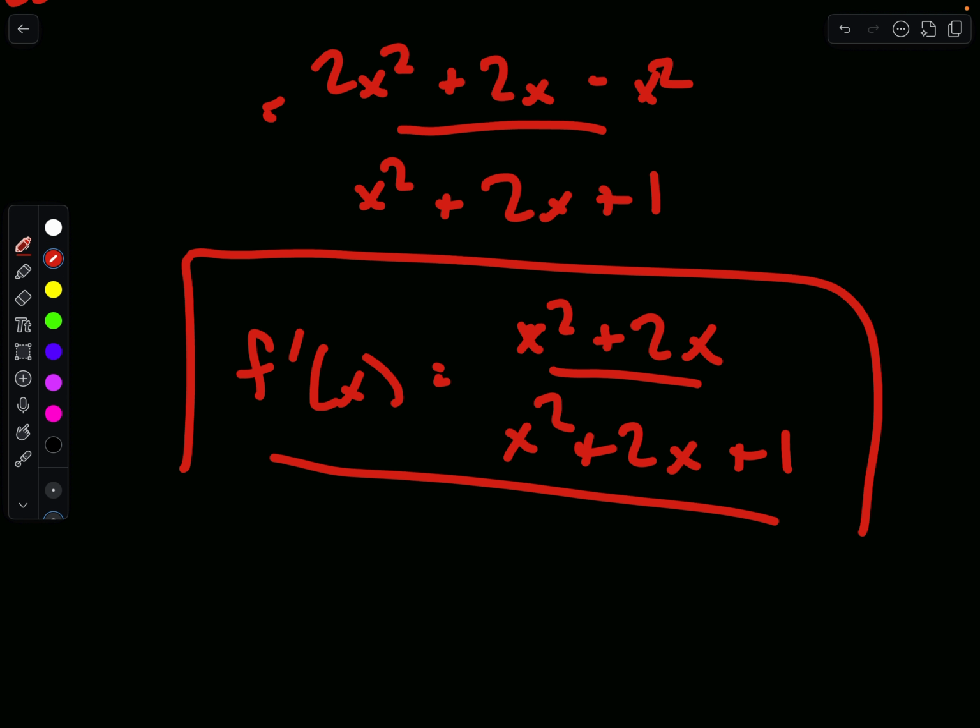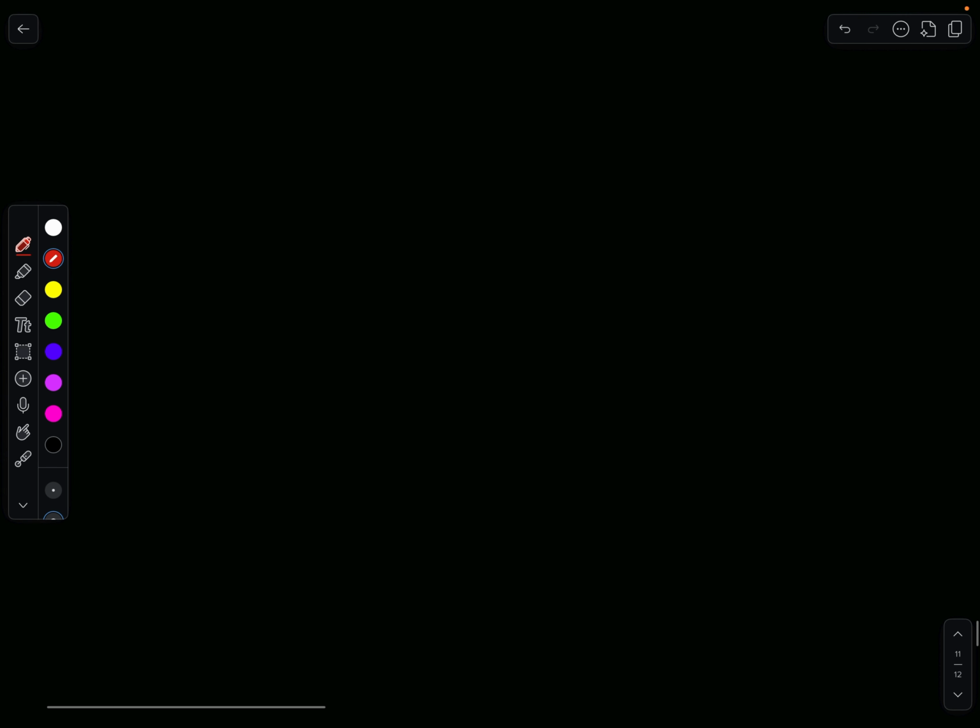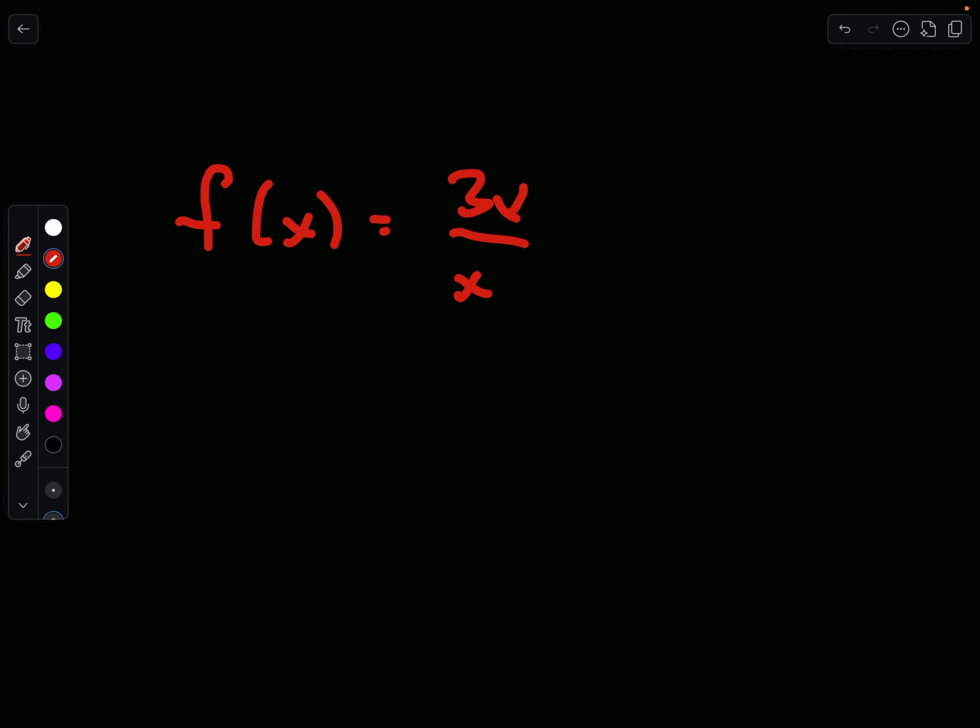Let's look at one more example. Let's say we have f of x equals 3x over x squared.